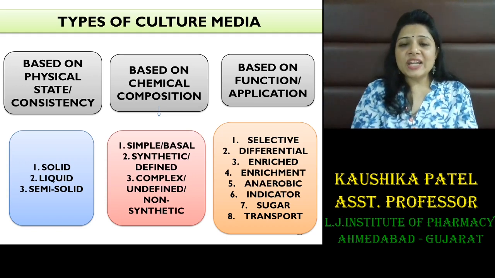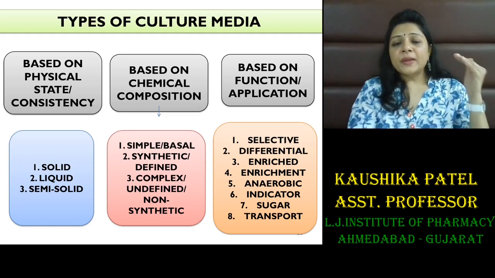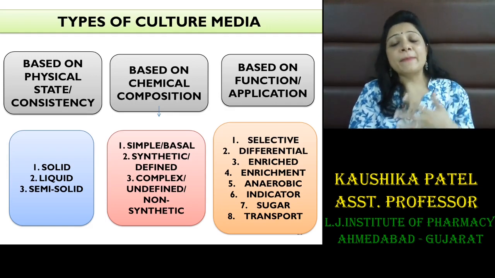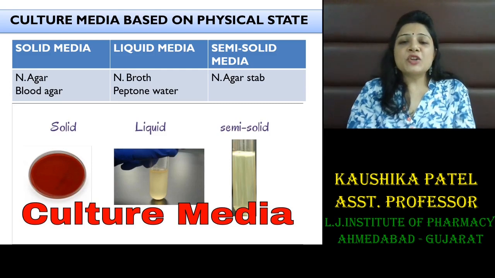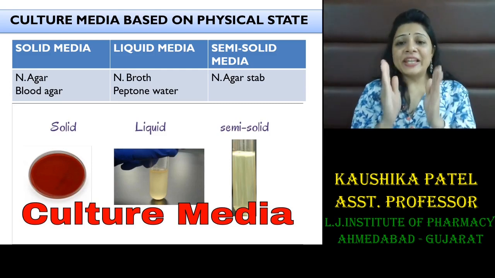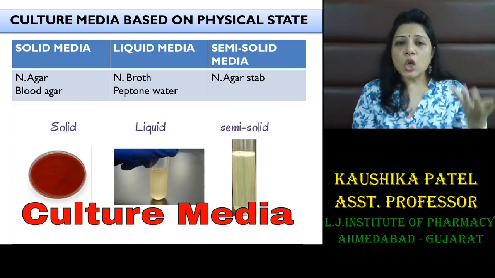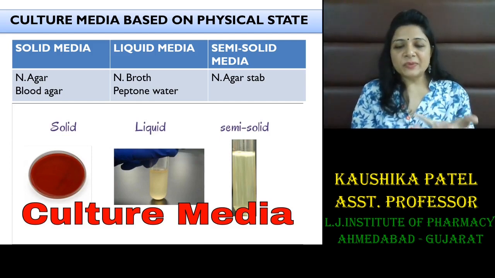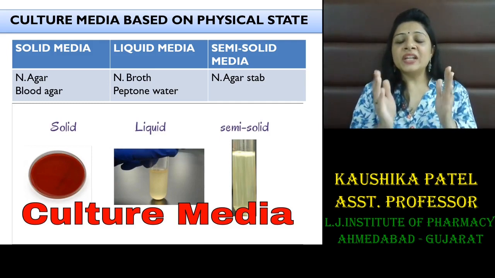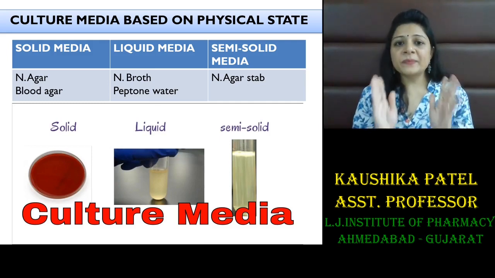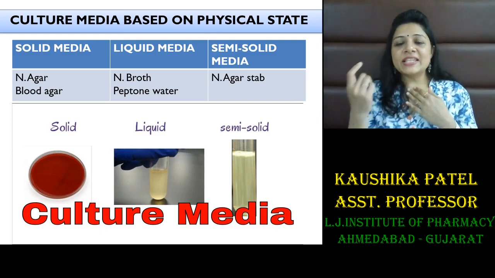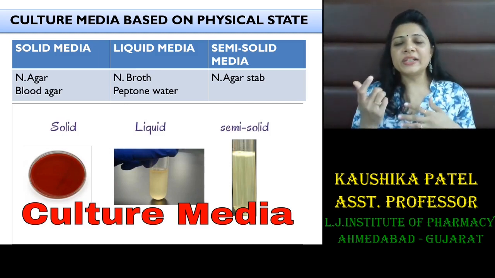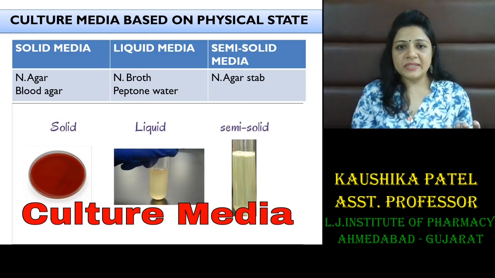Okay, so three types of classifications are possible: based on physical state, based on chemical composition, and based on their application. Based on physical state, there can be solid medium, liquid medium, and semi-solid medium. Solid medium is solidified in a Petri plate by using a proper solidifying agent like agar or gelatin. Liquid medium is known as broth, available in liquid form, and used in a test tube. The semi-solid medium has a consistency between solid and liquid, and is used for special purposes.